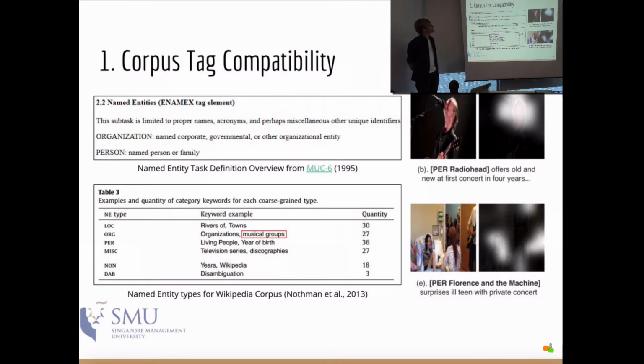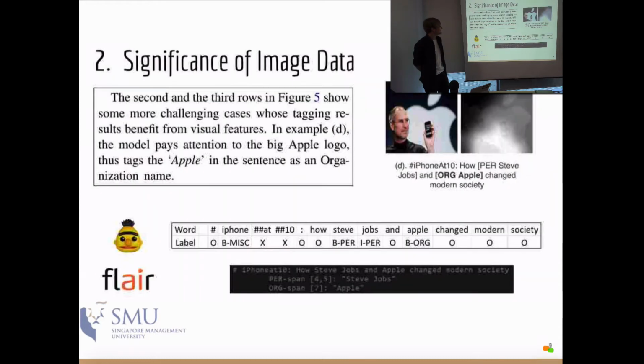Corpus tag compatibility. Yeah, it might not be compatible because, you see, that's 1995, and this is 2013. It's too old. They just revised it and created their own tagging scheme. But I agree, right? For named entity tagging, you create the guidelines: how to tag the names and what it means to have a particular mention of a name there. No, I guess they just didn't follow it. Does it answer your question?